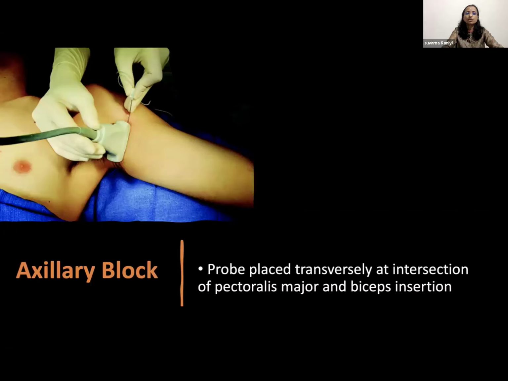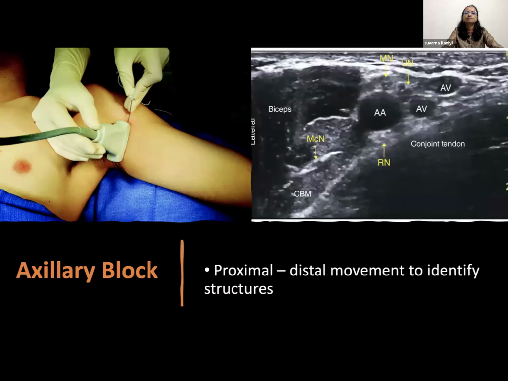In the axillary approach, the probe is placed transversely at the intersection of the pectoralis major and the biceps insertion. And you can move the probe in a proximal to distal movement to identify the structures. Mainly it is quite easy and the structures are very superficial. You can see the axillary artery and the vein, and the nerves are seen around, usually the radial nerve below the artery, and the musculocutaneous separate, and the median and ulnar you can see. Usually the radial is posteromedial, the median anterolateral, and the ulnar medial to the artery.